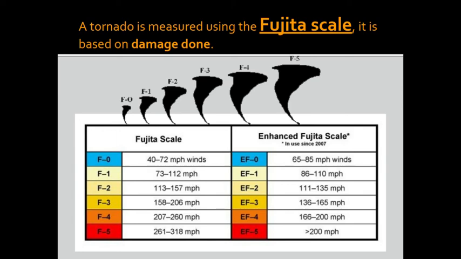Now, a tornado itself is categorized by the Fujita scale, just like the Saffir-Simpson scale for hurricanes. It's based on wind speed. You have F zeros all the way up to F5s. F5s are very strong tornadoes. Winds can be over 300 miles per hour. And we in New York State will see anywhere between F zeros up to about F2s.